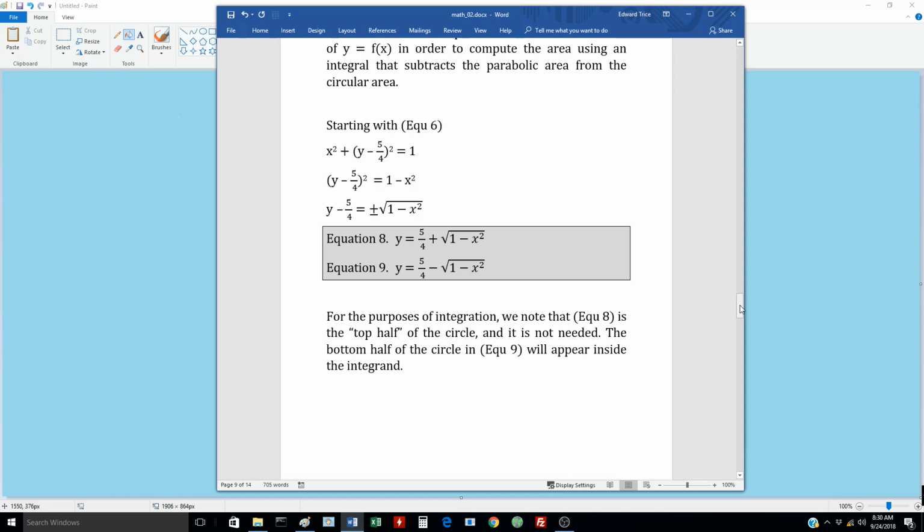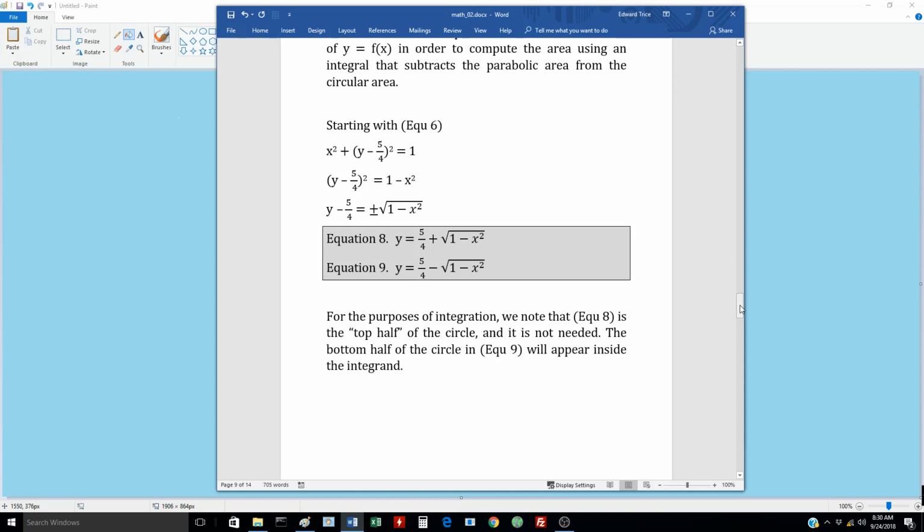You have y minus 5/4 is plus or minus square root of 1 minus x squared. So getting y all by itself, you just add 5/4 to both sides. So now you have two equations. Y is 5/4 plus the square root of 1 minus x squared, and y is 5/4 minus the square root of 1 minus x squared.